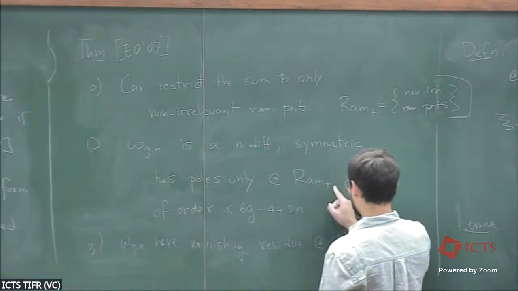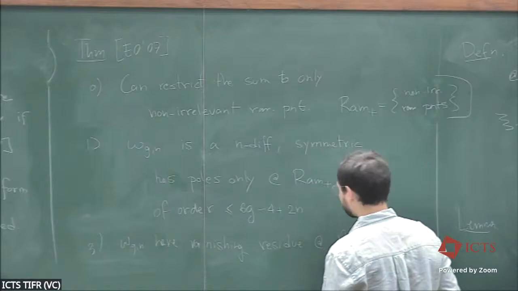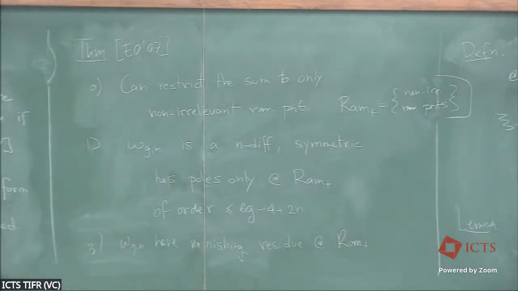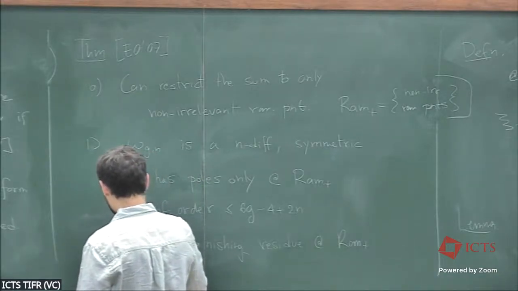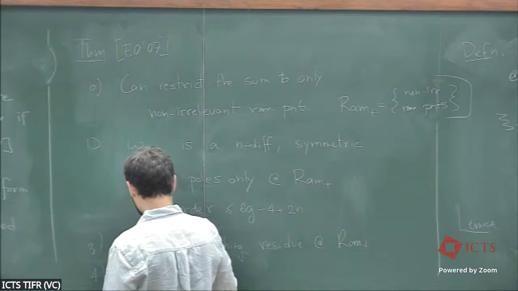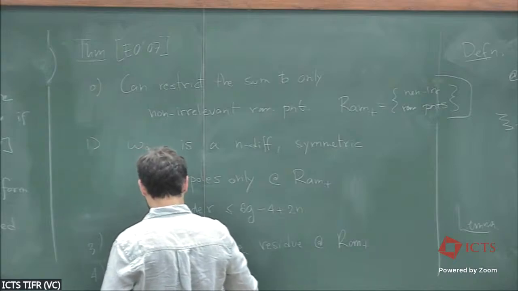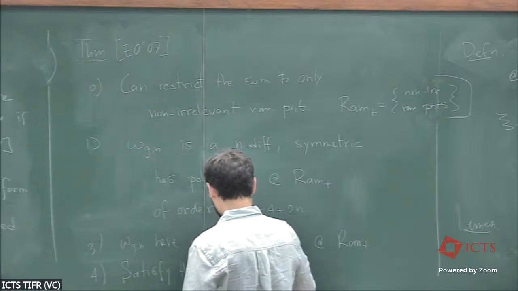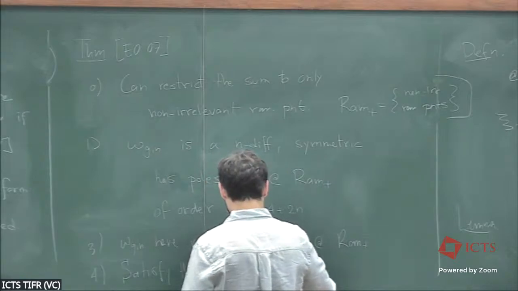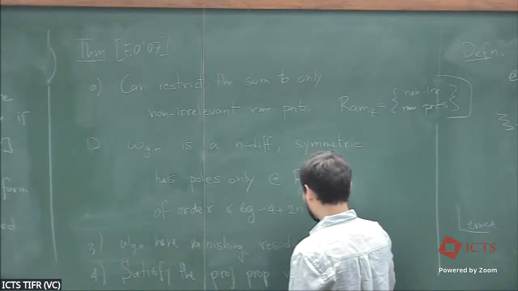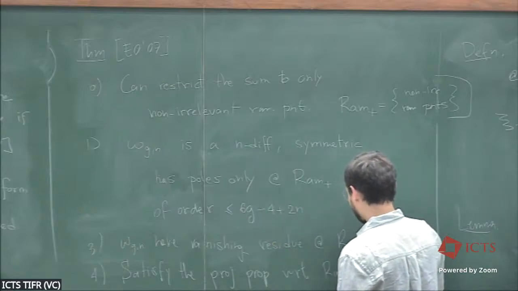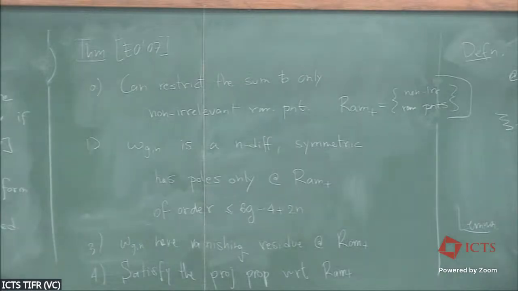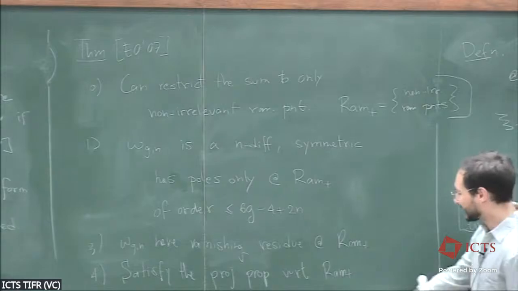At these ramification points. And the fourth property is that they satisfy the projection property with respect to the set of non-irrelevant ramification points. Okay, so this is to answer your question why this B hat is relevant.